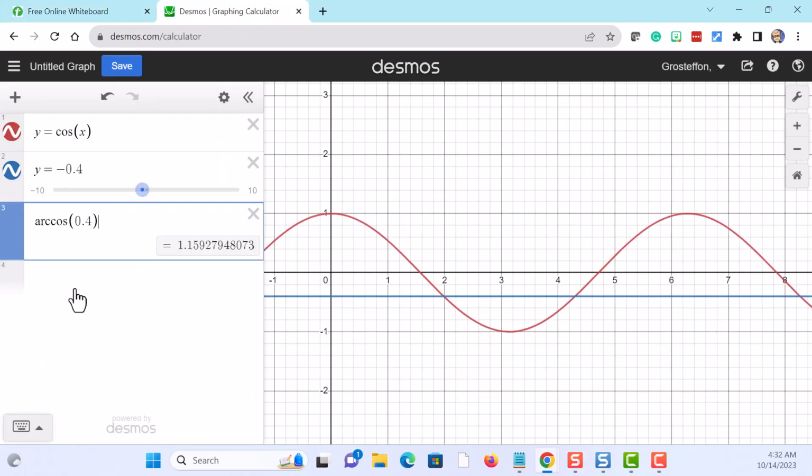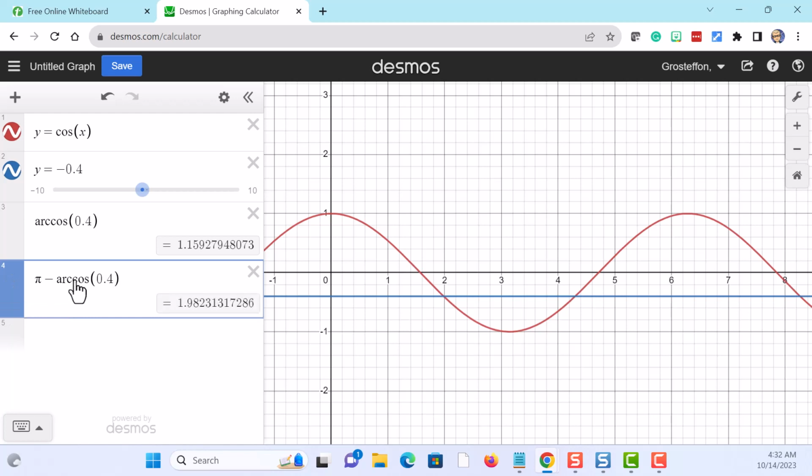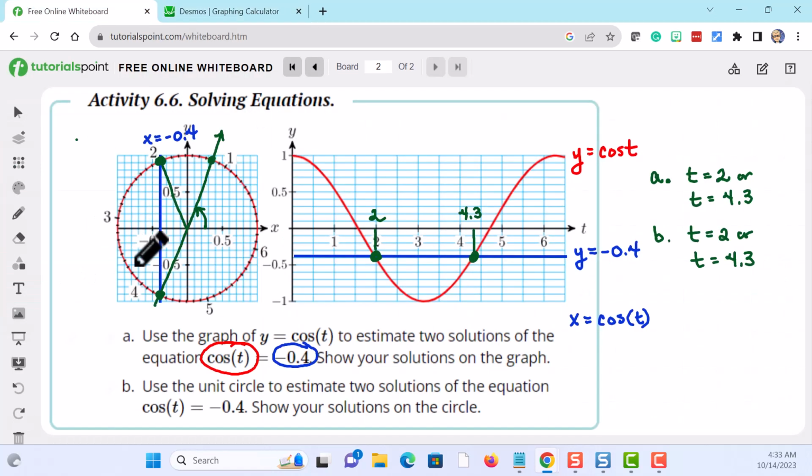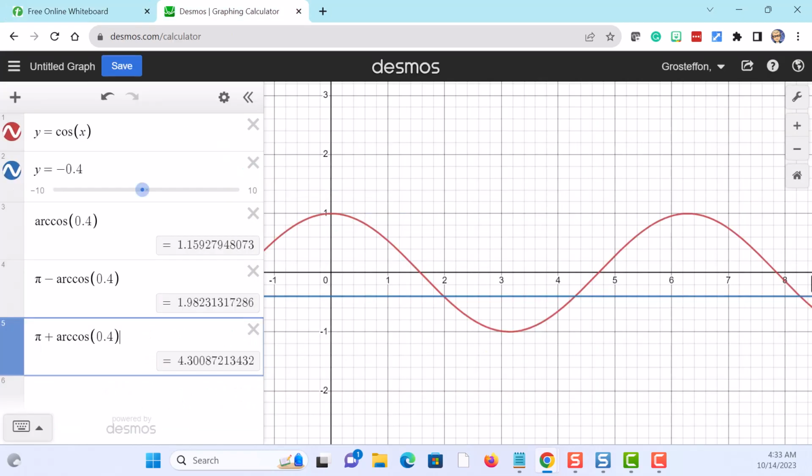So in Desmos, we can take pi and subtract the arc cosine of 0.4. And that gives us our 1.982. Similarly, to get our solution in the third quadrant, we can go halfway around the circle, but instead of going back 1.2, we go forward 1.2. So we take pi and we add our reference angle, and that gives us our 4.3008 solution.